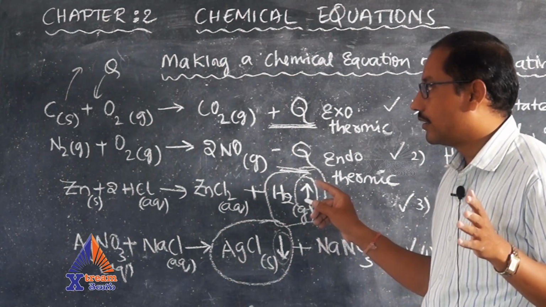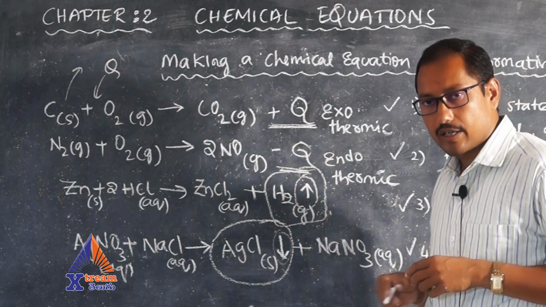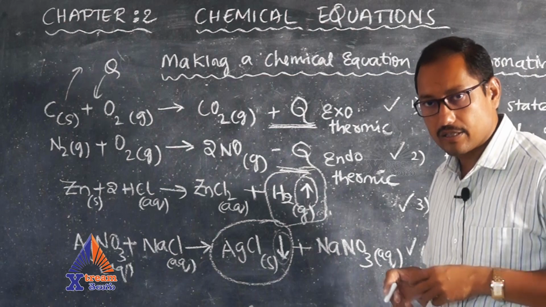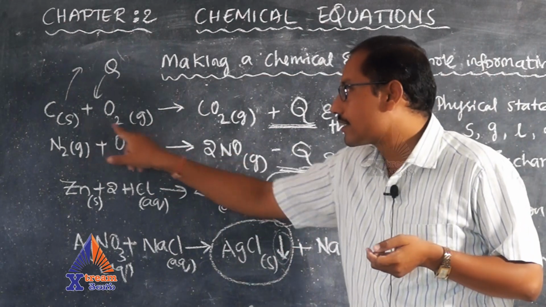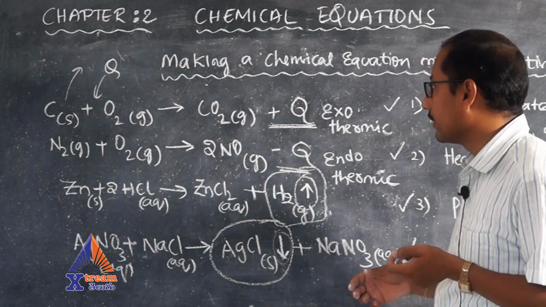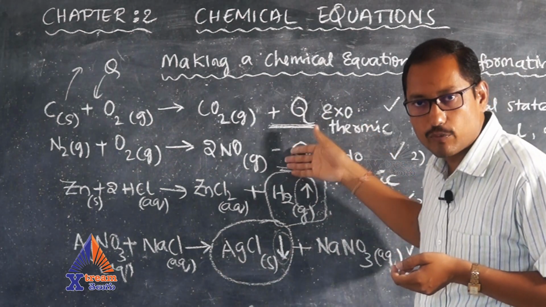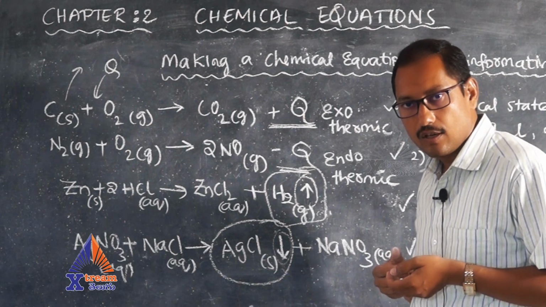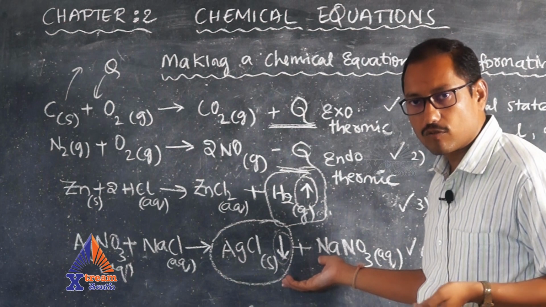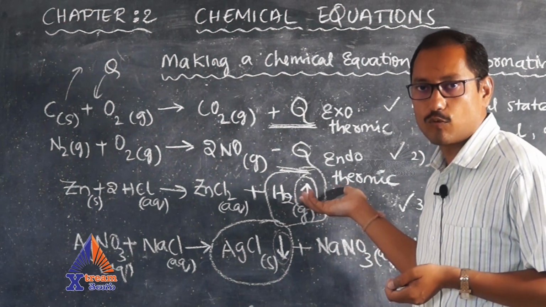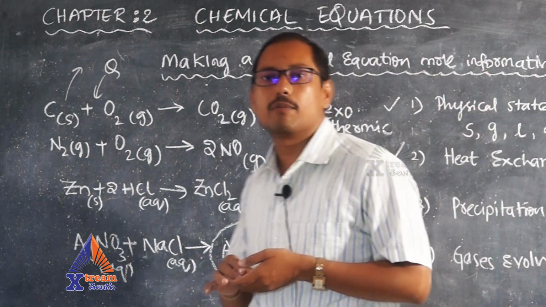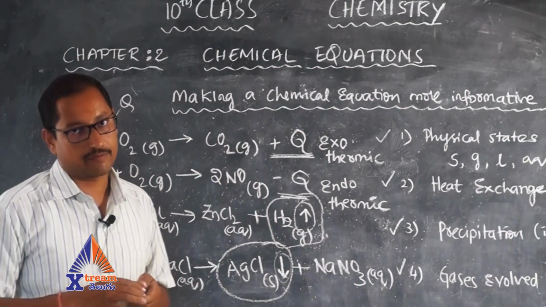So here these chemical equations are made more informative by adding their physical states, say solids, gases and all, by showing heat exchanges, say plus Q and minus Q and so on, by providing the information about precipitations with the downward arrow marks and gases evolved with the upward arrow mark. So this is how we make a chemical equation more informative.